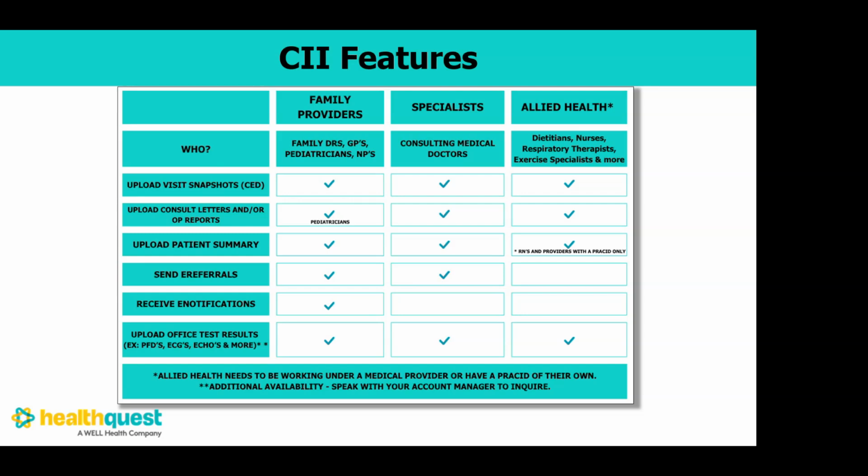Patient summary submissions can be done by family providers and specialists. Allied Health can submit these also, but only registered nurses and providers with PRAC IDs can submit. E-referrals can only be sent by family providers and specialists, as a PRAC ID is required for submissions. And uploading of test reports is an additional feature available to interested clinics. Please discuss this with your account manager if you're interested.